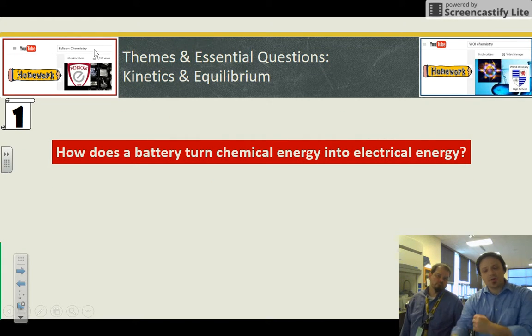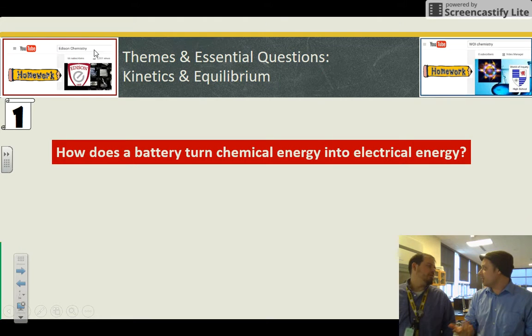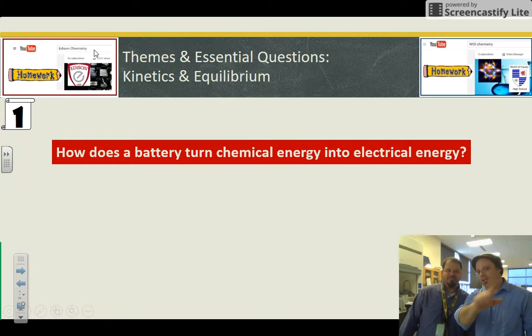How does a battery turn the chemical energy that's stored up in it into electrical energy? Well, it has to do with the transfer of electrons. Oh, wait a minute. We're not supposed to answer these questions. I forgot that. I didn't say anything.